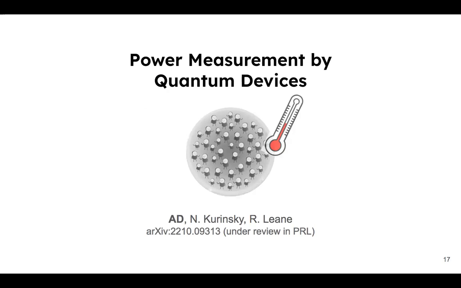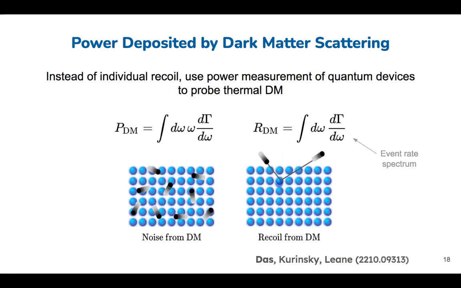Then the next topic is this new idea that I worked on with Noah and Rebecca, to use power measurement by quantum devices. The idea is that all of these dark matter detection experiments that I talked about so far are looking for the recoil rate. You take the event rate spectrum of dark matter in your detector, and then you calculate how many events are possible. So it's like looking at the individual recoil of dark matter. But our idea is that today we have such sensitive small quantum devices that can measure power very accurately. You can actually look for multiple scattering of dark matter within your detector and place some competitive bounds from that.